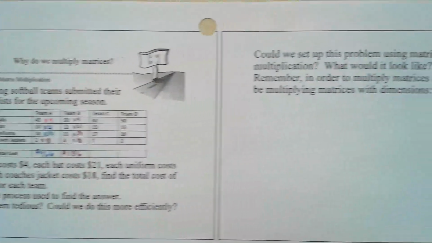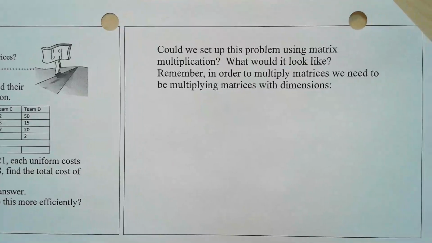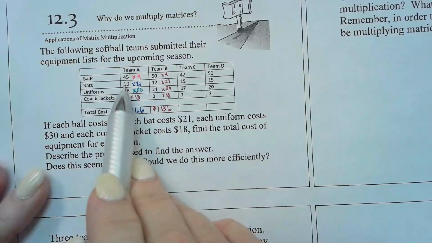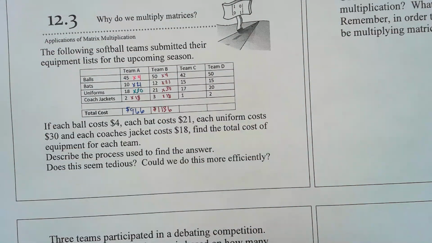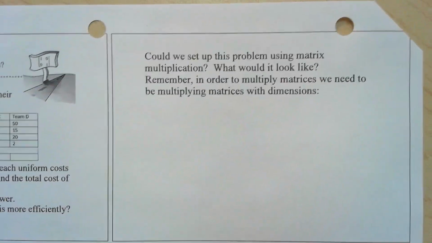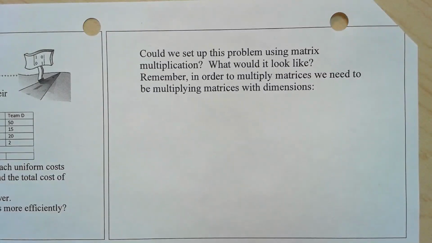So could we be more efficient? Could we use matrices to do this? Well, we just did a bunch of multiplication. Let me go back. We did this times this times this, but then we ended up adding them all together. What we remember from matrix multiplication is that you multiply stuff and add them together. So let's see what we can do. What would our matrices look like?